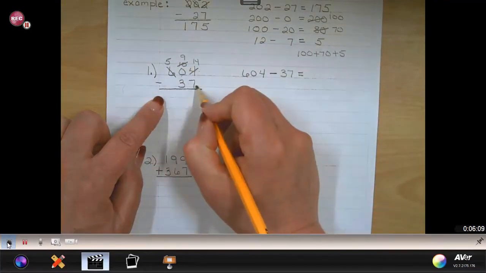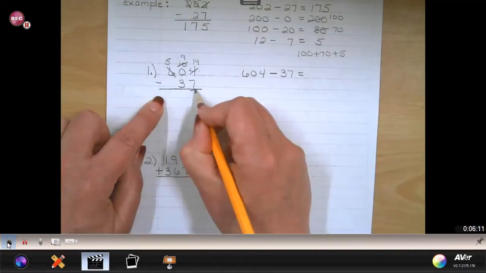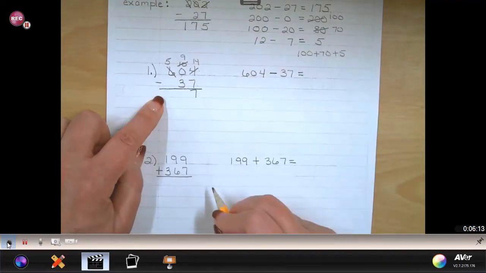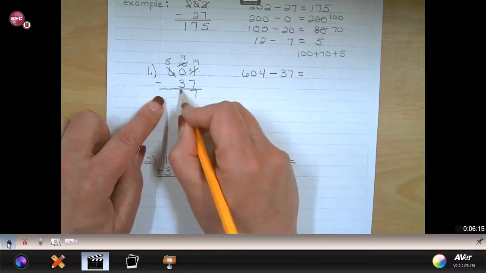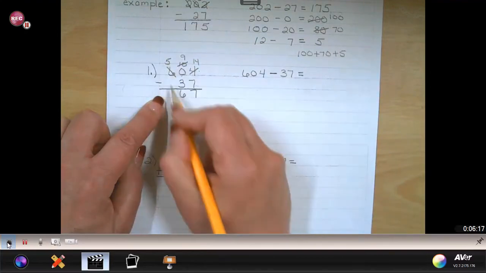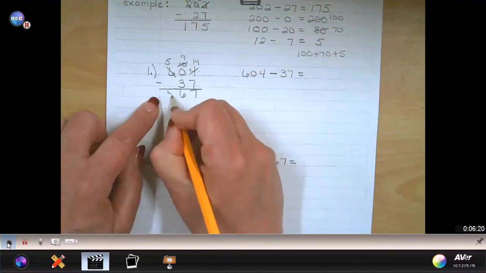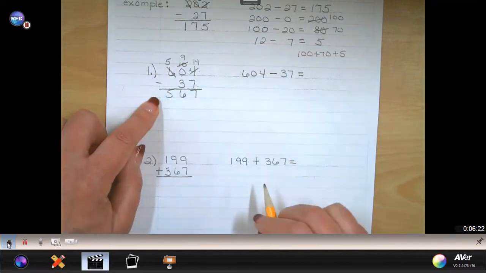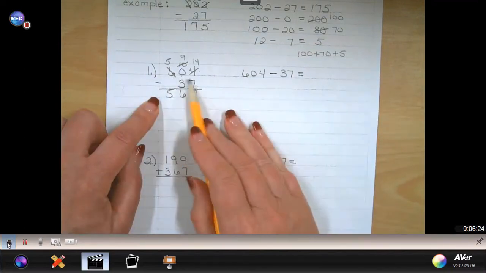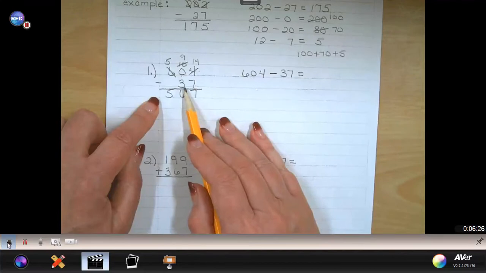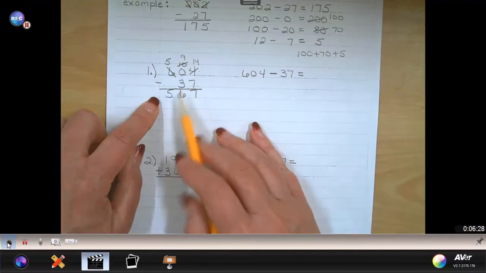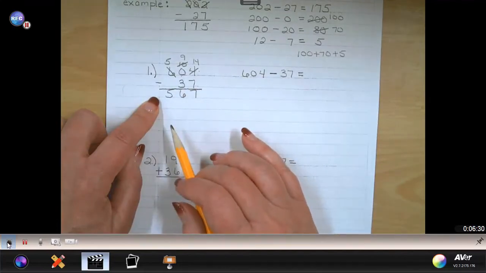14 minus 7, well, we know that 7 plus 7 is 14. 90 minus 30 is 60. And 500, we don't have any hundreds to subtract, so 567. Even if you were to take 600 and subtract, let's say 40, 600 minus 40 would be 560.